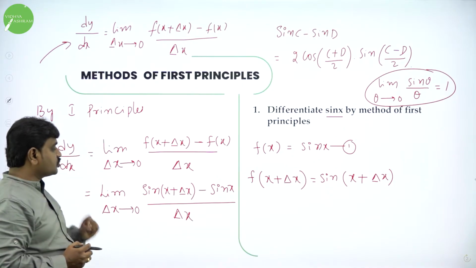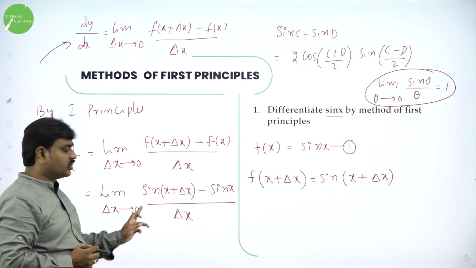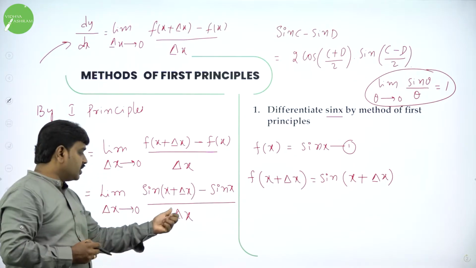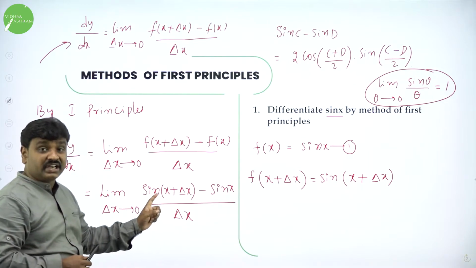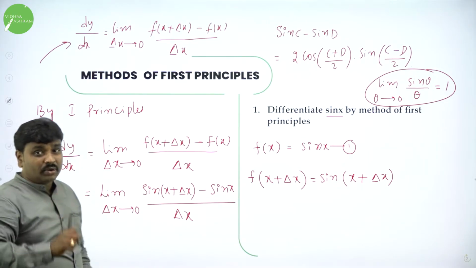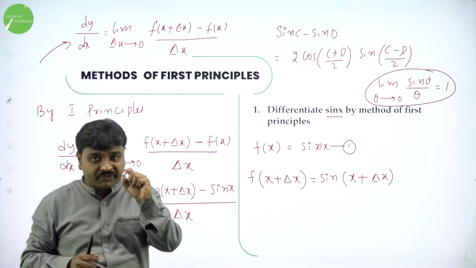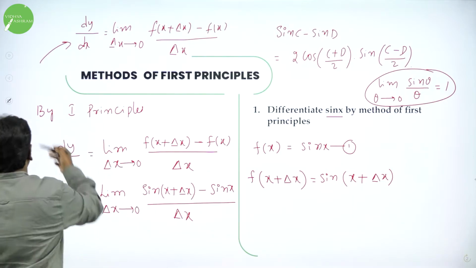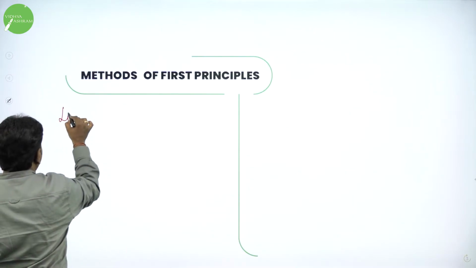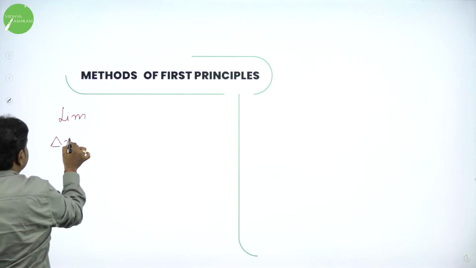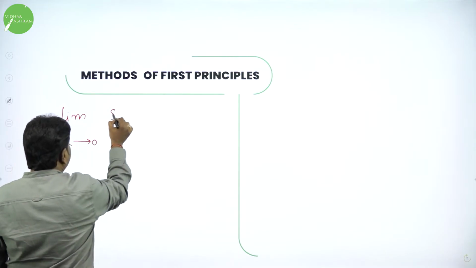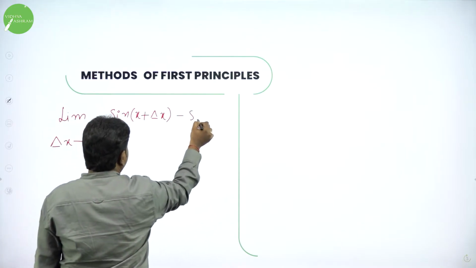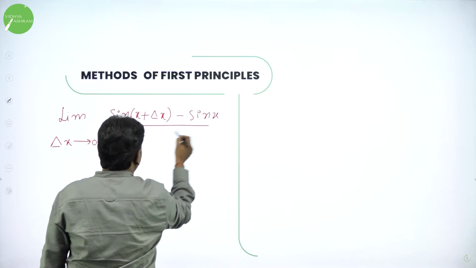Now delta x tends to 0 means what? In the place of delta x, put 0. If you put 0, this will become sin x. Sin x minus sin x is 0. Denominator also becomes 0. Suppose if you apply limit directly, it will become 0 by 0. When you apply limit, you should not get 0 by 0. All of you know 0 by 0 is what? Mathematical indeterminate. So we'll simplify this. So now we have limit delta x tends to 0 sin of x plus delta x minus sin x divided by delta x. This is the format we have.